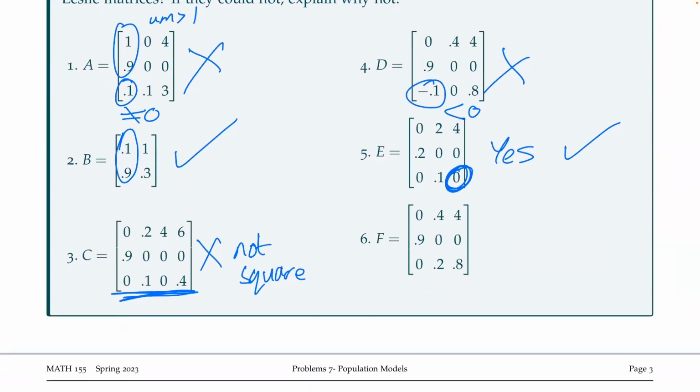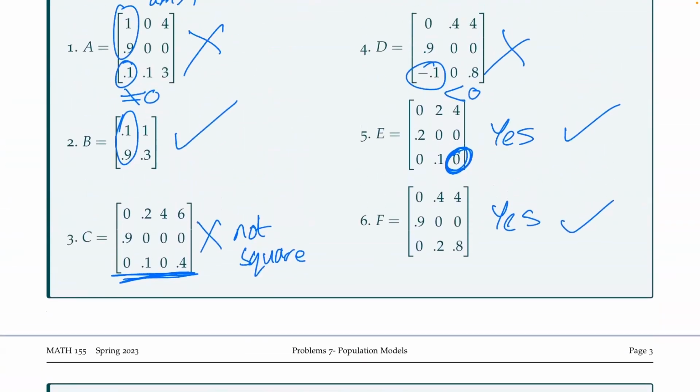F, could this be a Leslie matrix? Hands up for yes. Hands up for no. There's no problem with this one. This could be a Leslie matrix as well. So we've definitely got a few Leslie matrices here.